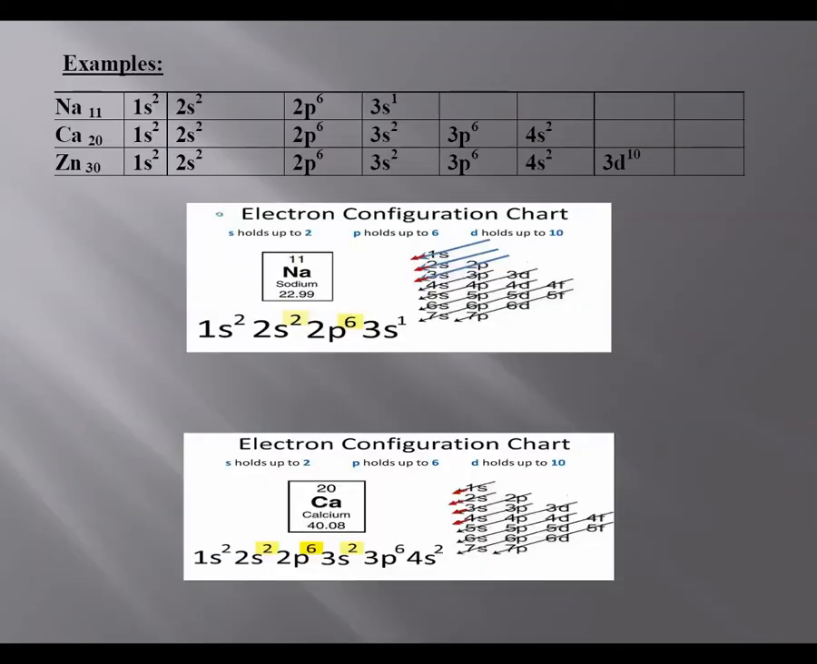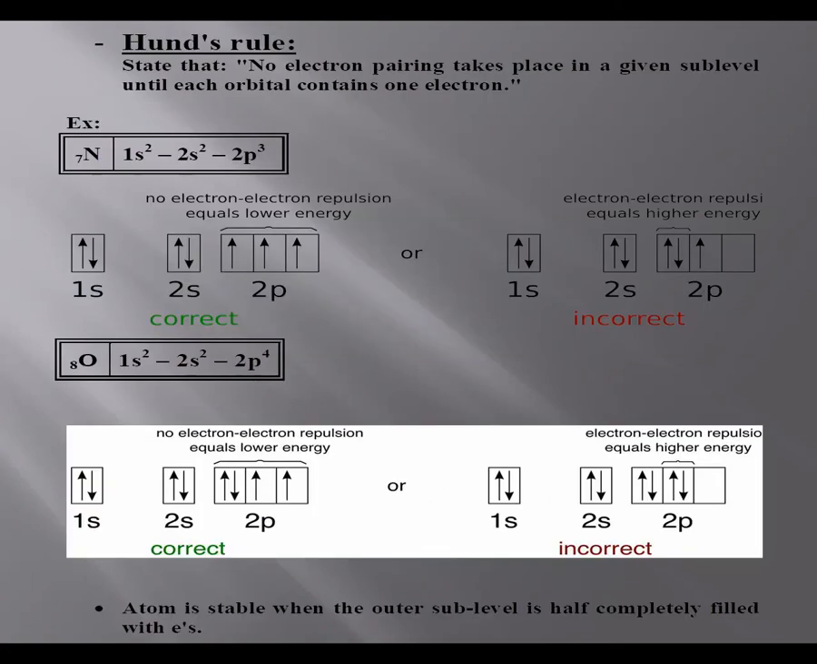For example, the electronic configuration for sodium, which is 11, becomes 1s2, 2s2, 2p6, 3s1. For calcium, 1s2, 2s2, 2p6, 3s2, 3p6, 4s2. For zinc, 1s2, 2s2, 2p6, 3s2, 3p6, 4s2, 3d10.